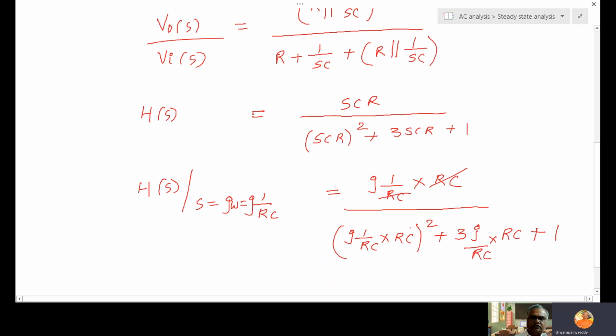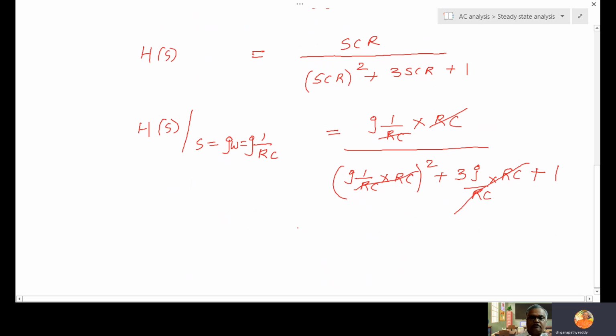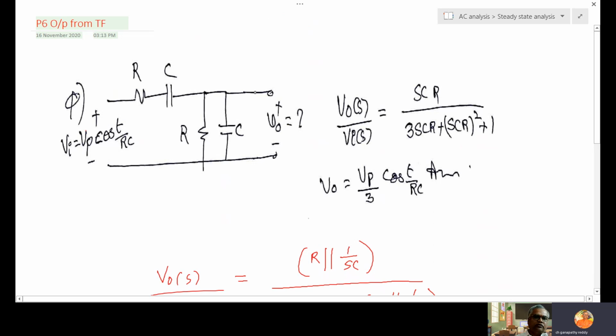So this RC cancels. What is the numerator? j. What is the denominator? j square, and j square is minus 1. Minus 1 plus 1 cancel. So 3j, and H of S is simplified to 1 by 3. What is the output now? Input multiplied with 1 by 3. So Vp by 3 cos t by RC. H of S is not giving any angle. Like this, you can get the answer.